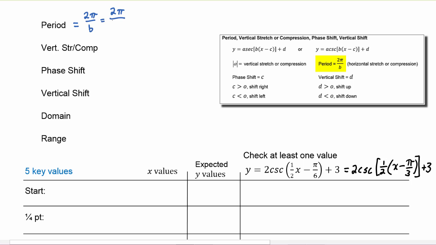We know that B is 1/2. So 2 pi divided by 1/2 is 4 pi. So this is going to be a horizontal stretch, meaning the period got longer. Instead of 2 pi, this period is going to be 4 pi.